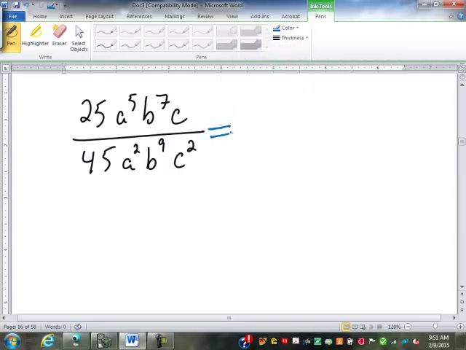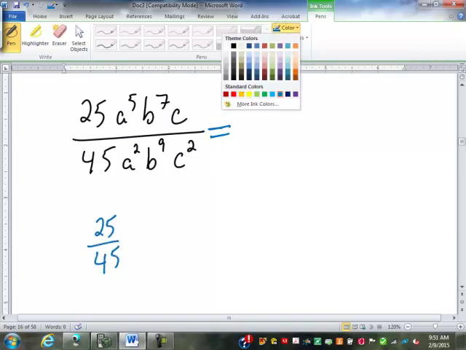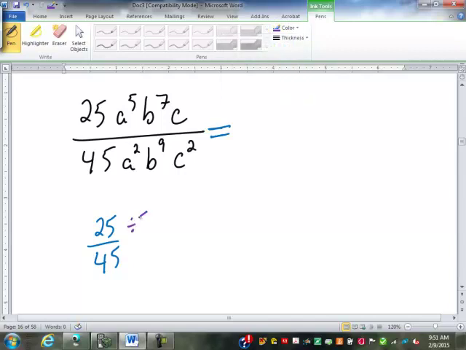Tell me where to start. So we're going to separate out the numbers. 25 and 45 can both be reduced by 5. 25 divided by 5 is 5. 45 divided by 5 is 9. So the numerical portion of our answer is going to be 5 over 9. Then what?